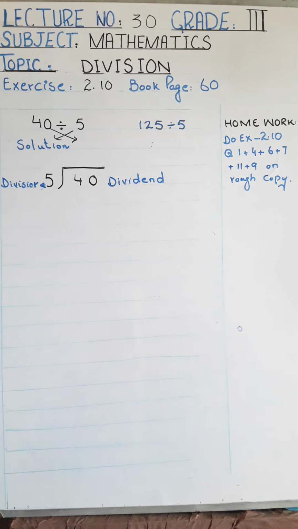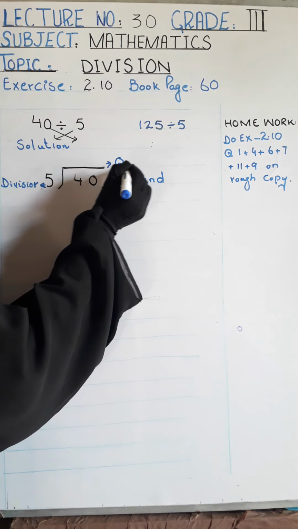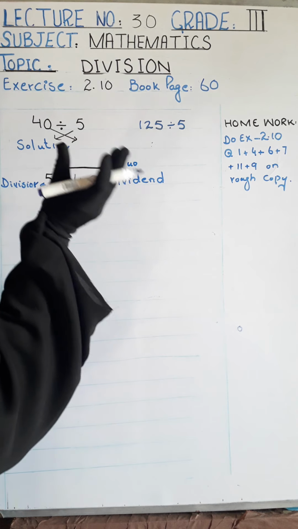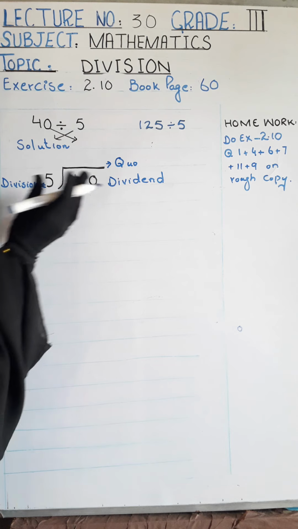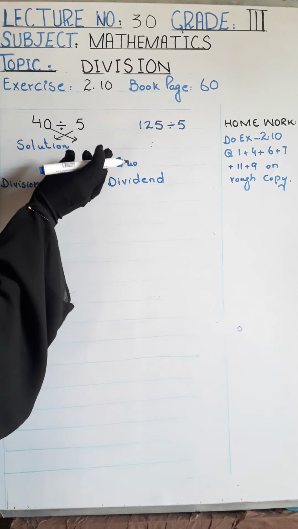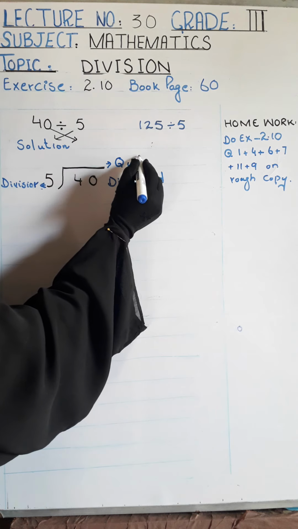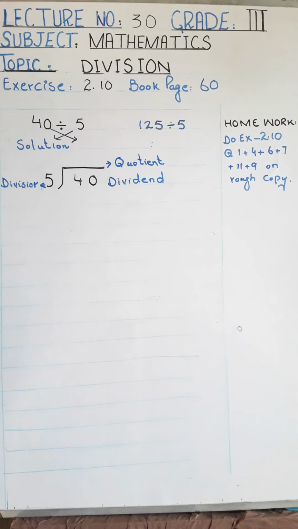Okay, and the next thing is here also. Look, it is the quotient. This area, this number, is called quotient. Suppose it is the answer, you write the answer here. When you read out the table of 5 to find this 40, this number is the quotient.